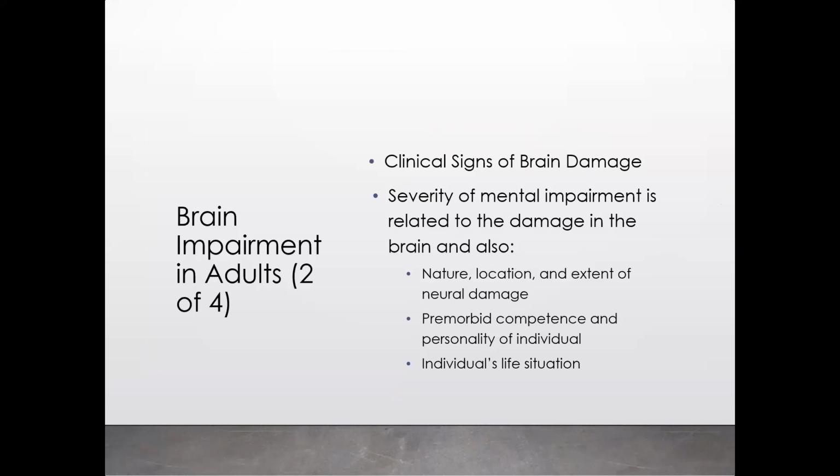When we talk about severity of mental impairment, it is related to the damage in the brain, but there are also some other ways that we look at how the brain is damaged and the severity of the mental impairment. First of all, we can look at the nature, location, and extent of the neural damage. So how much damage was actually done, where is it located in the brain, and how is that going to affect the person's day-to-day functioning. Next, we'll look at premorbid competence and personality of the individual. So where were their skill levels before this brain injury or brain damage occurred? And then, of course, the individual's life situation.